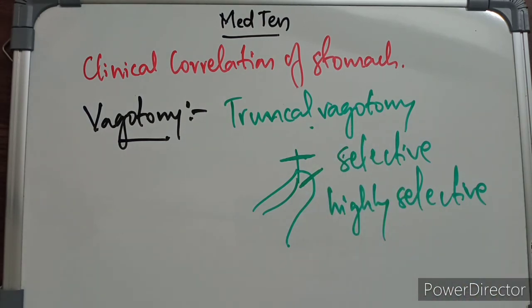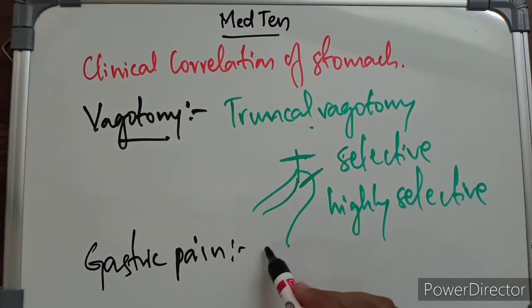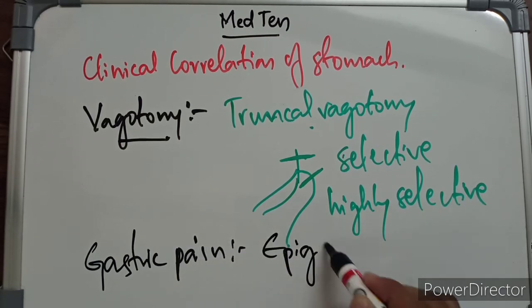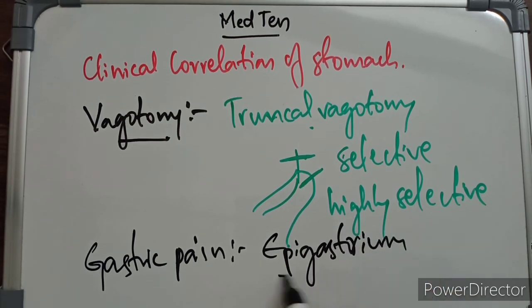The third clinical anatomy that we are discussing about the stomach is gastric pain. Gastric pain mainly comes in the epigastric region. Gastric pain is mainly in the epigastrium. So, that is something we need to discuss.